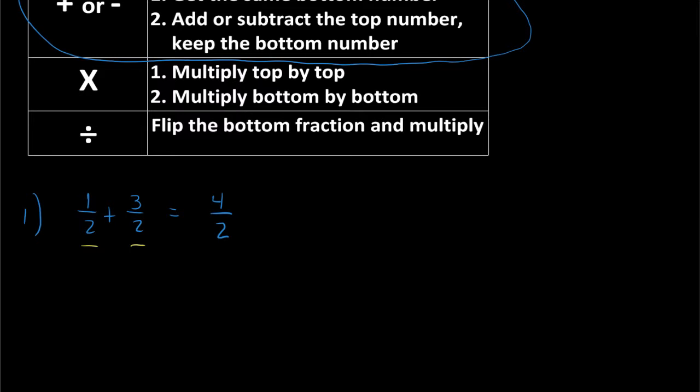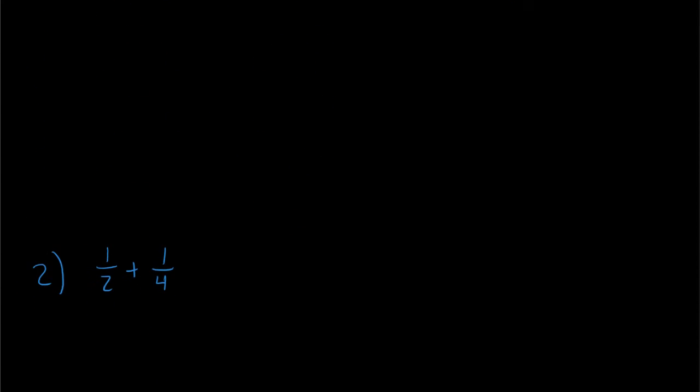And this is our answer, but you can simplify this. All a fraction is just dividing the top number by the bottom number. So 4 divided by 2 gives us 2. Okay, let's look at our second problem. Here we have 1/2 plus 1/4.